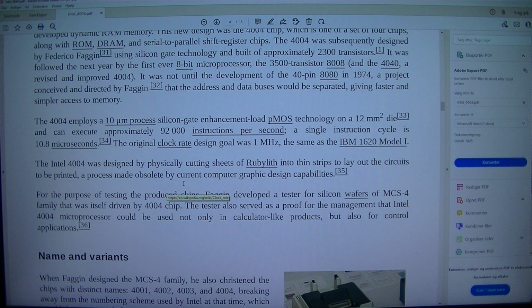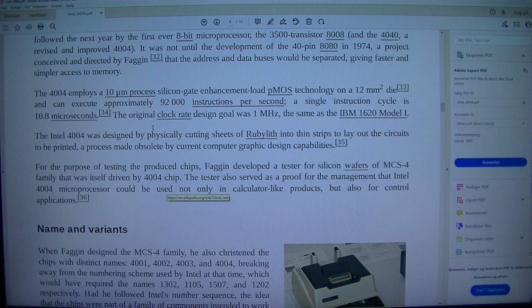The 4004 employs a 10 micrometer process silicon gate enhancement load PMOS technology on a 12 mm² die. 33. It can execute approximately 92,000 instructions per second. A single instruction cycle is 10.8 microseconds. 34. The original clock rate design goal was 1 MHz, the same as the IBM 1620 Model I.